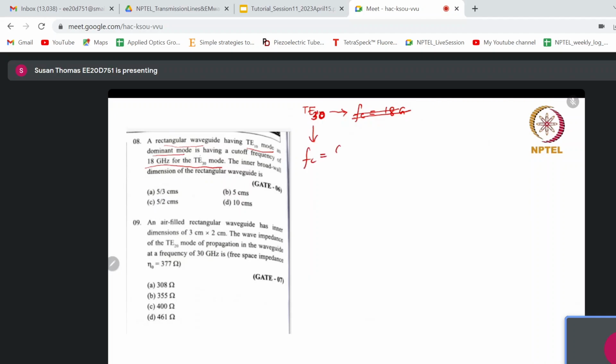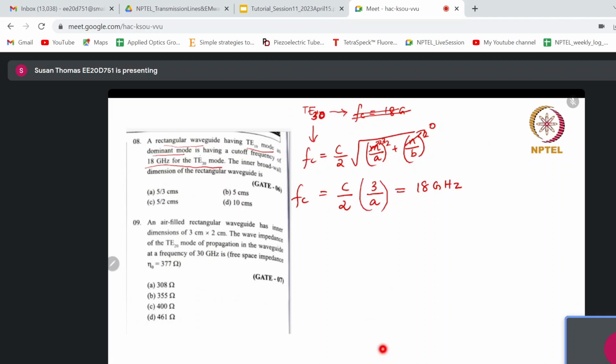FC is equal to C by 2 into square root of (m by a) the whole square plus (n by b) the whole square. N goes to 0 here and m goes to 3. So it will be C by 2 into 3 by a. So this FC is going to be 18 gigahertz.